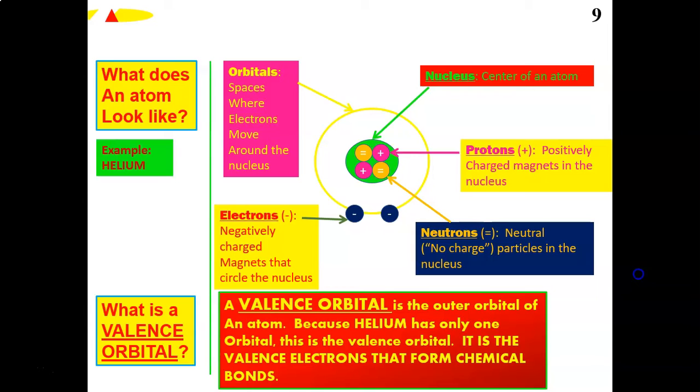So what's a valence orbital? A valence orbital is the outer orbital of an atom. In this case, there's only one orbital, so the valence orbital would be the first orbital. If you get to the second row of the periodic table, it has 2 orbitals, and the second one would be the valence orbital. The word valence just means outside. That's all you have to remember. Because helium has only one orbital, this is the valence orbital. It is the valence electrons that form chemical bonds, and chemical bonds are what's at the heart of creating chemical reactions and new substances. So that's why those are the really important electrons in a chemical reaction.